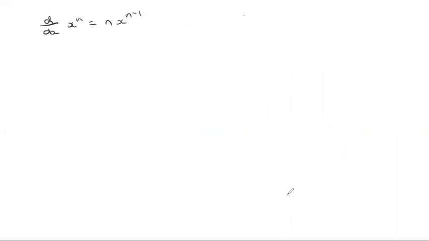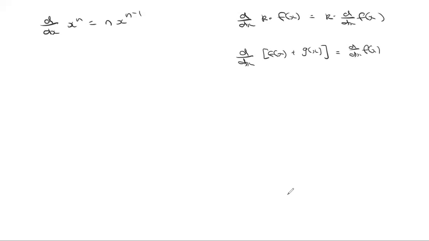Then you've got general rules, like if you're trying to derive k times a function, then it's equal to k, you can take out the constant, times the derivative of that function. If you're trying to derive a sum of functions, then it's just the sum of the derivatives. And similarly for the differences. And then we have our rules on top.